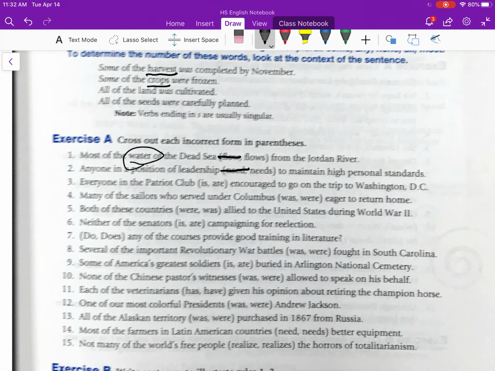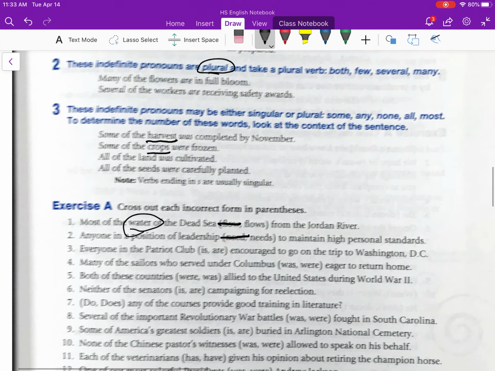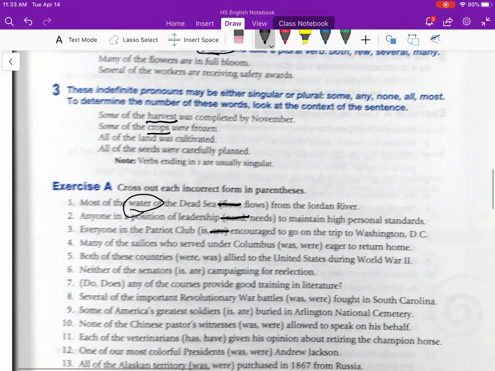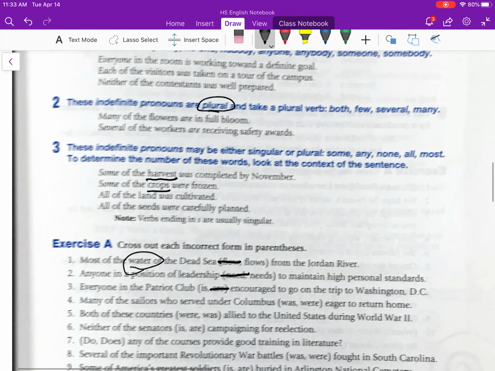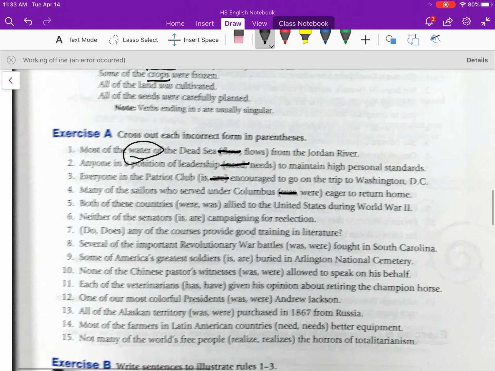Okay, number 3. Everyone in the Patriot Club is or are encouraged to go on the trip to Washington, D.C. Okay, once again, this one belongs to the first category, so it's going to be singular. Therefore, it's going to be the word is. We cross out are. Okay, why don't we do number 4 yet? Many of the sailors who served under Columbus was or were eager to return home. So we have the word many in this case. Many belongs to the second category, which means plural. And so we have to pick the plural verb here, and that would be the verb were. Many of the sailors who served under Columbus were eager to return home.